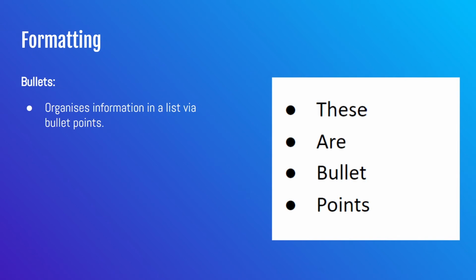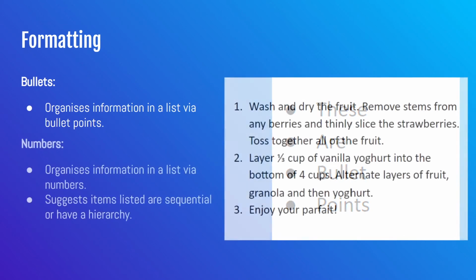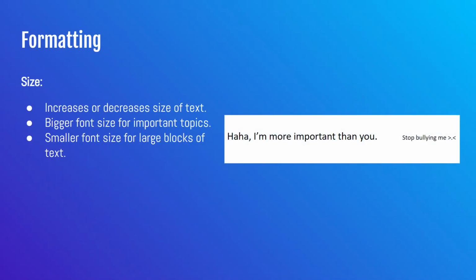Bullets organize information in a list using bullet points. On the other hand, numbers organize information in a list using numbers. It suggests items are sequential or have a hierarchy. For example, if you're writing a recipe, you'd organize the steps in the order you complete them. Changing the size of text will either increase or decrease the size. A bigger font size is usually used for headings or important text, whereas a smaller font size is used for large blocks of text.